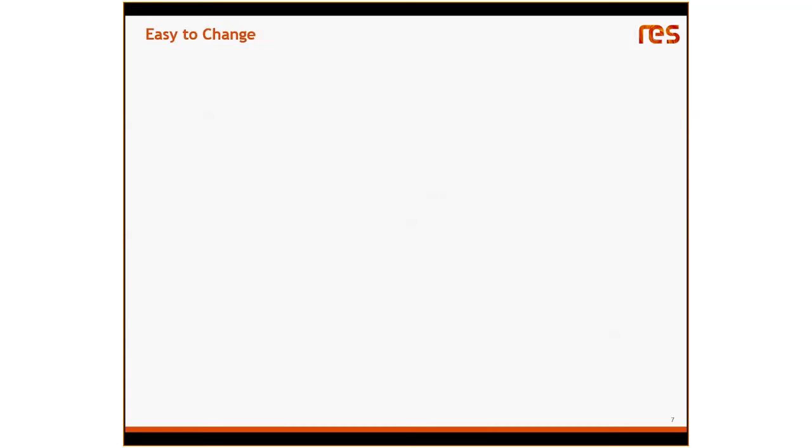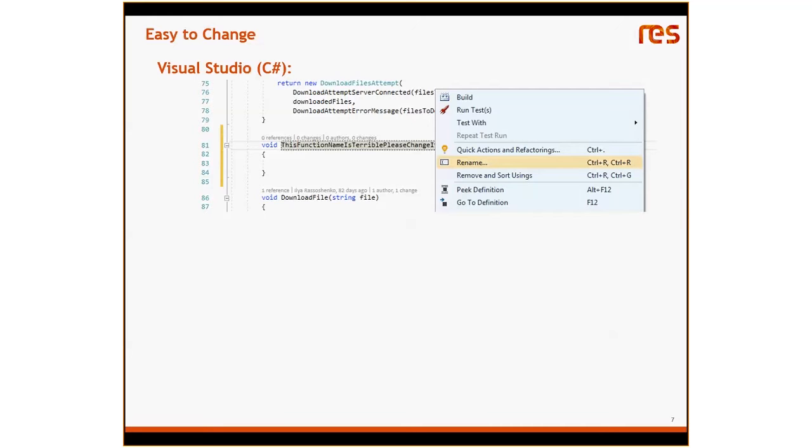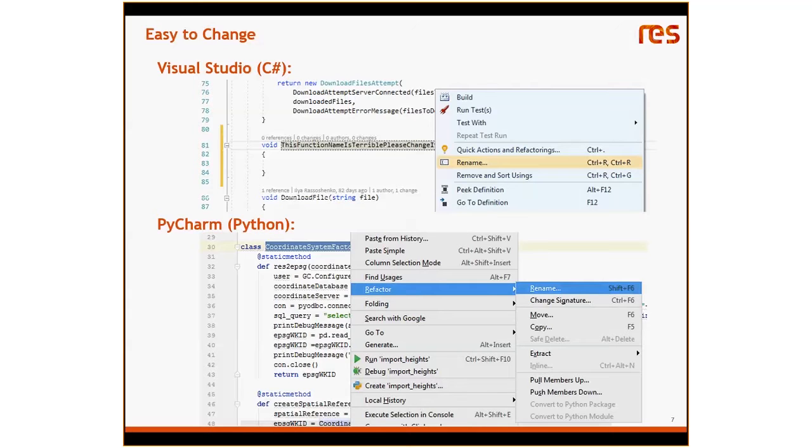The second part of the definition is easy to change. Now, modern IDEs really make code easy to change through the refactoring tools that they provide. These tools quickly and reliably carry out standard tasks like renaming a function, as shown here in Visual Studio for C# code, or here in PyCharm for Python code. You click once on that tool, write the new name, and your code is reliably updated.